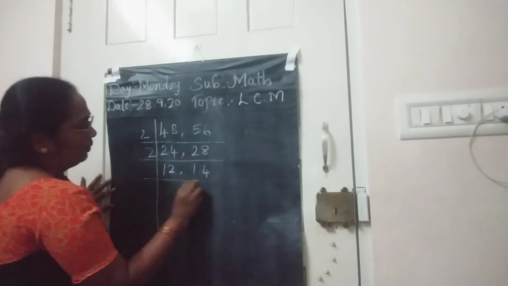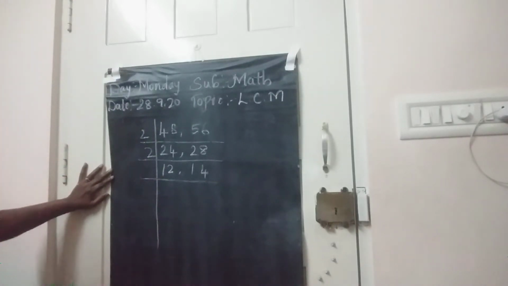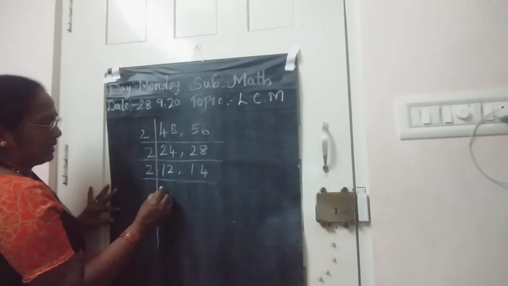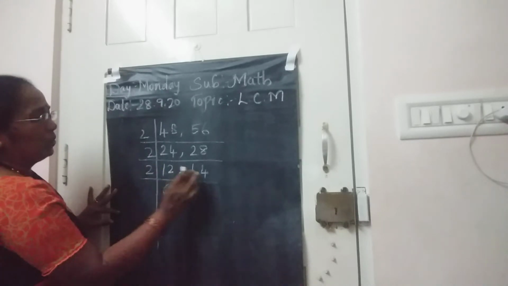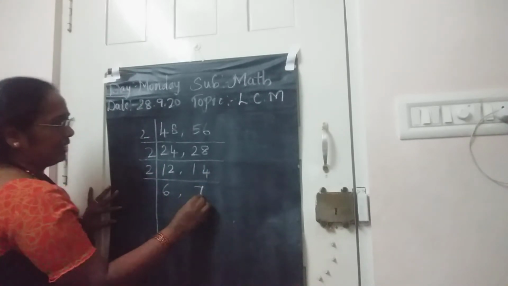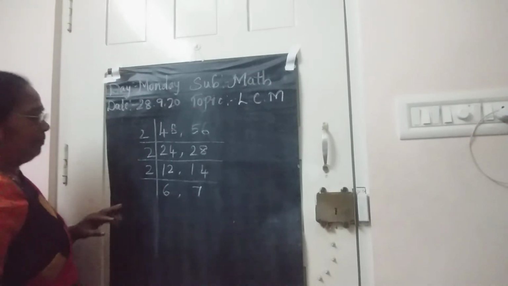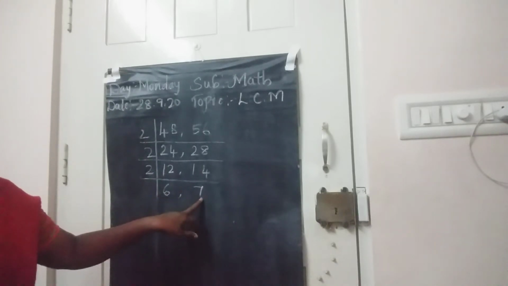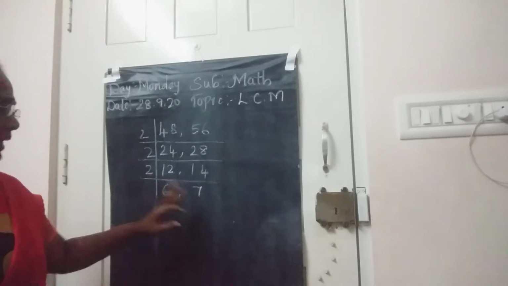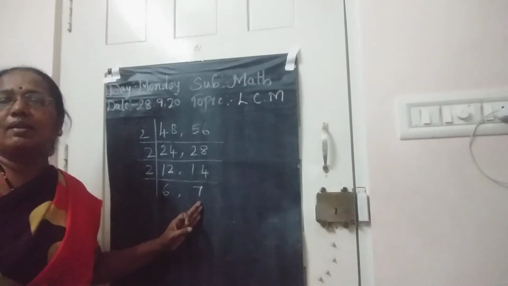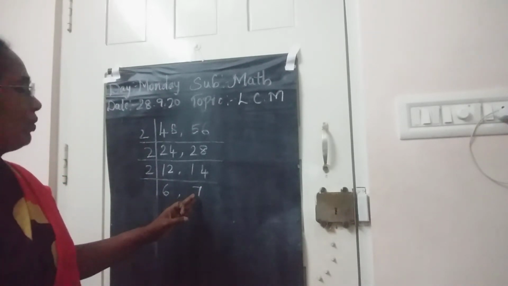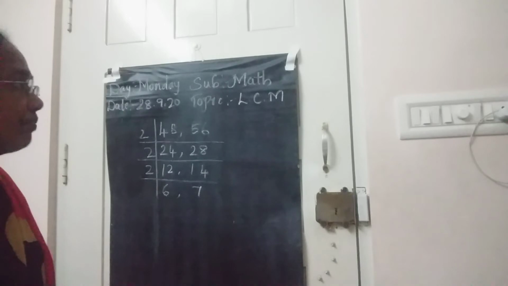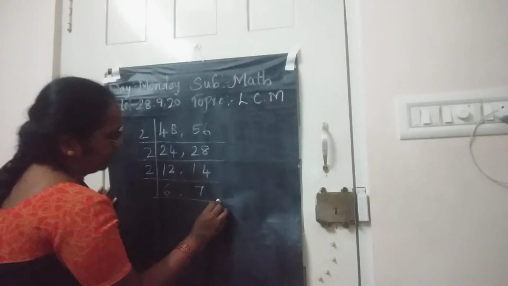Now, will these two numbers go again in the 2 table? Yes, again in the 2 table. So 2 goes in 12, 6 times, and 2 goes in 14, 7 times. Now you can see only 6 can be divided by 2 again, but 7 cannot be divided by 2 or any other number because 7 is a prime number. So I cannot divide this, and I leave it as it is and put a marker.